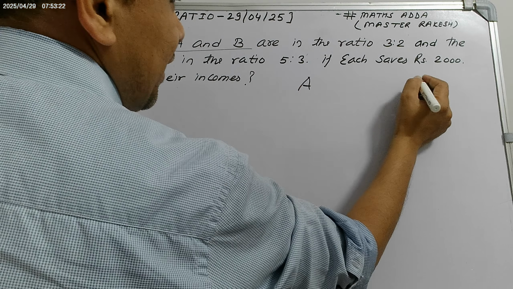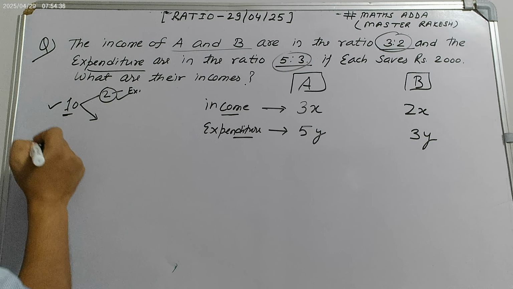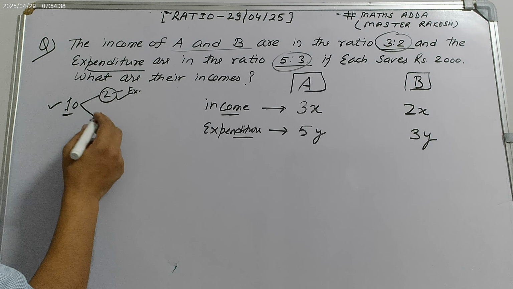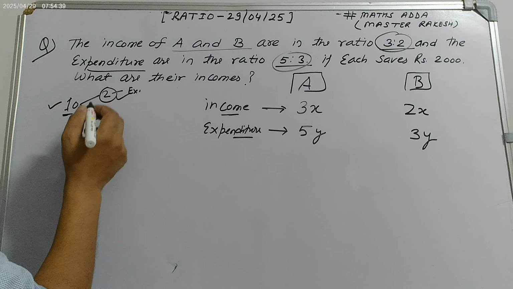If I tell you your mama has given you 10 rupees, your income is 10 rupees. You have spent 2 rupees, you bought cookies, biscuits and chocolates of 2 rupees. So this is the expenditure, and this is the income. So how much saving do you have? Saving is income minus expenditure. 10 minus 2 equal to 8 rupees you are saving.